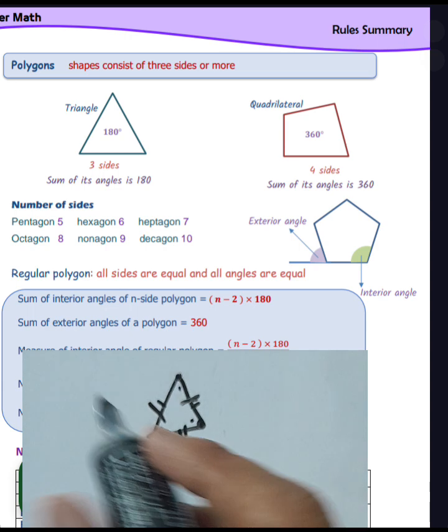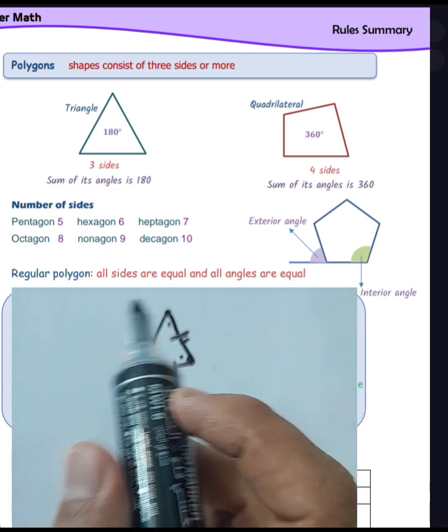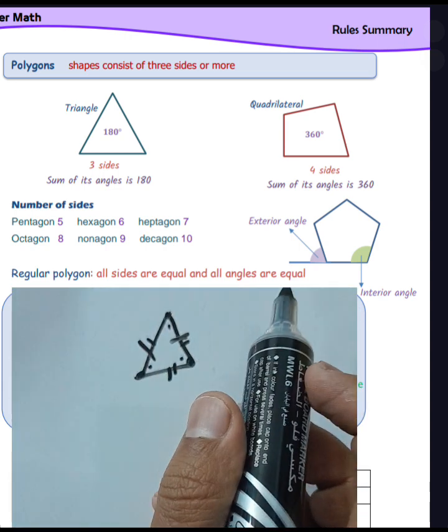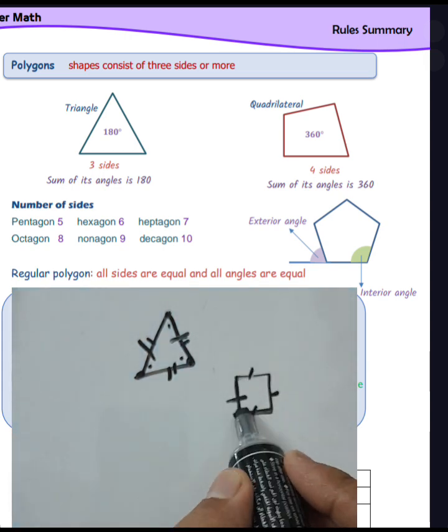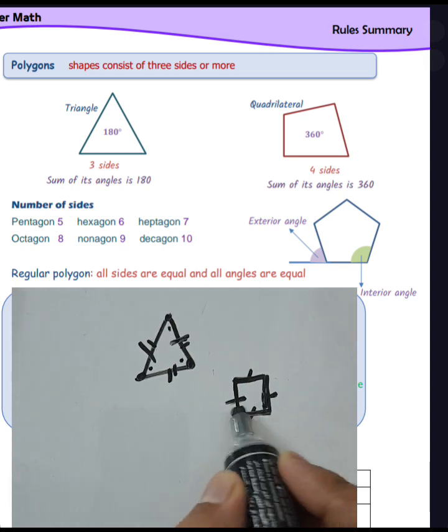Okay, what about regular polygon again? Regular polygon, all sides are equal and all angles equal in measure, such that a square has 4 sides equal in length and 4 angles equal in measure.